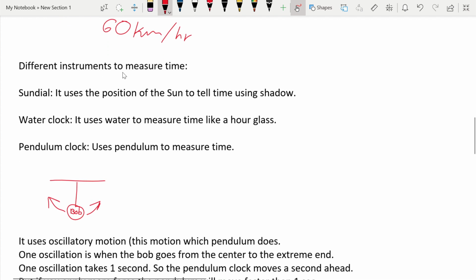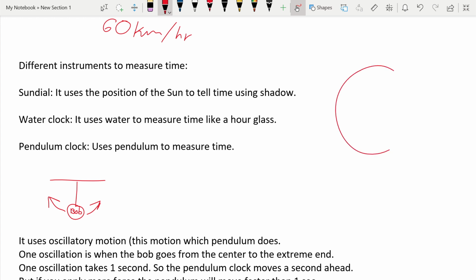Different instruments to measure time. Sundial. A sundial uses the position of the sun to tell the time using a shadow. So if they have a clock like this, 1, 2, 3, 4, and so on, they're going to use the sun's position. If they have a needle like that, the sun is going to project a shadow and maybe it goes till 7, meaning the time is 7. So that's how you use a sundial clock.